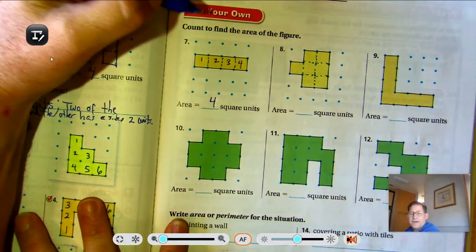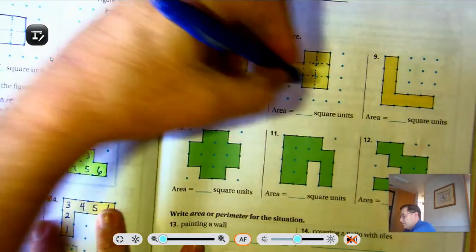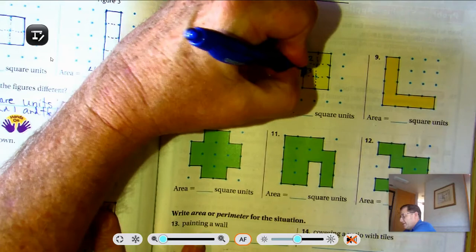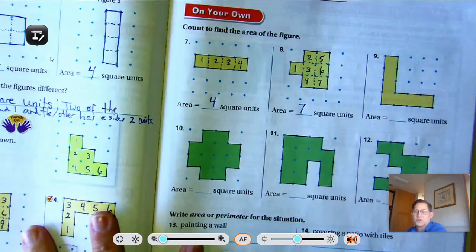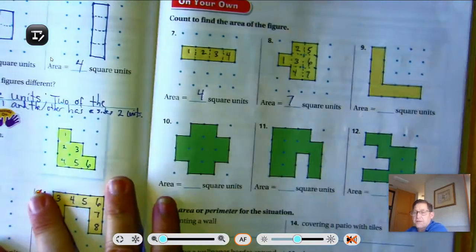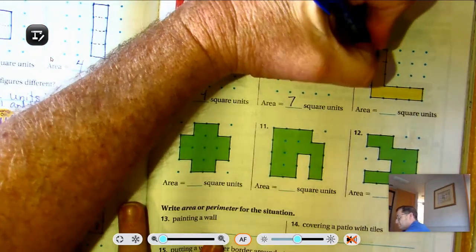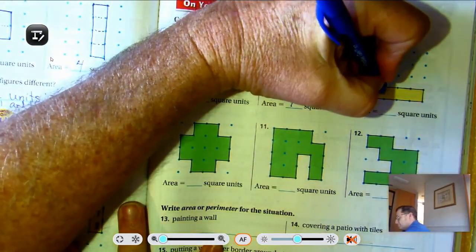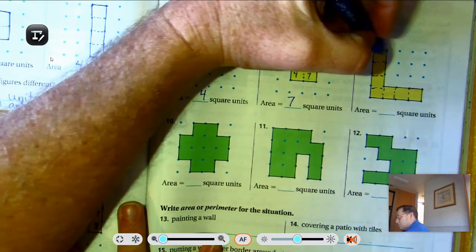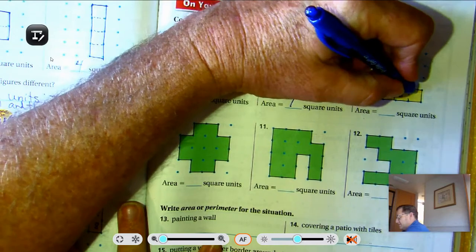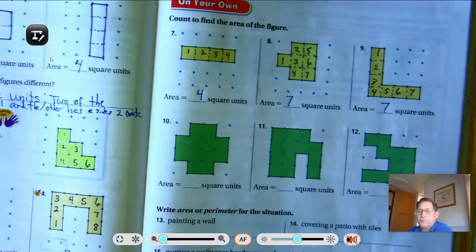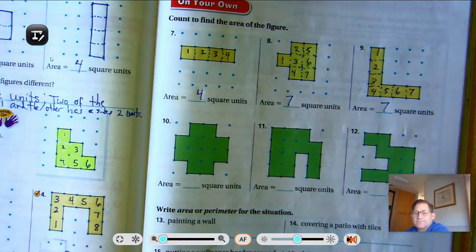All right. Now, how many squares do we see? We see 1, 2, 3, 4, 5, 6, 7. 7 square units. Number 9. 1, 2, 3, 4, 5, 6, 7. I came up with 7 square units for number 9.